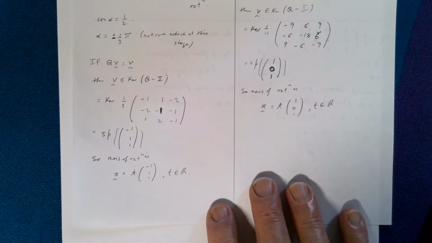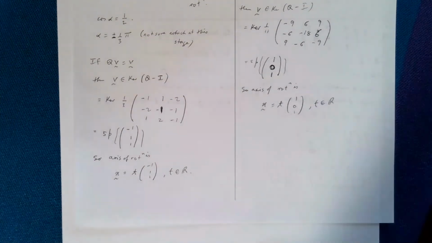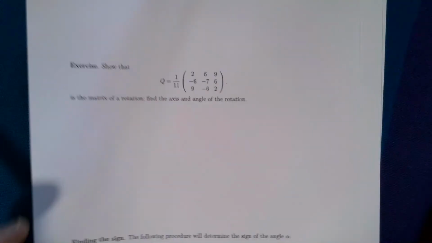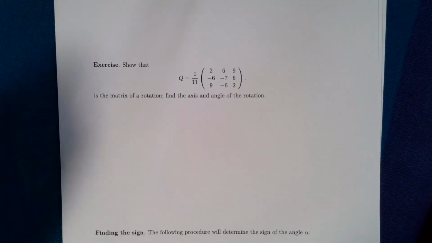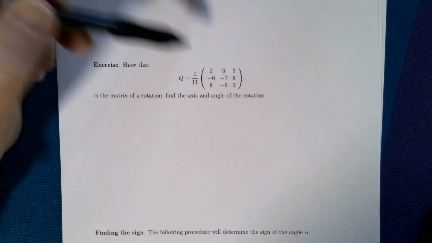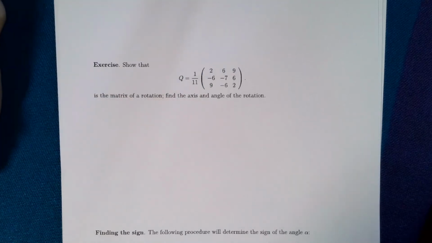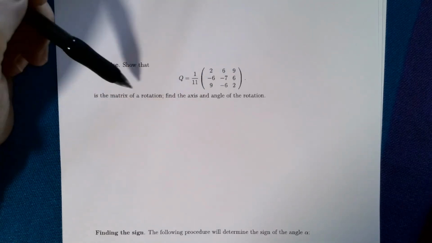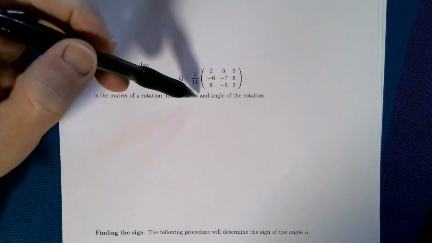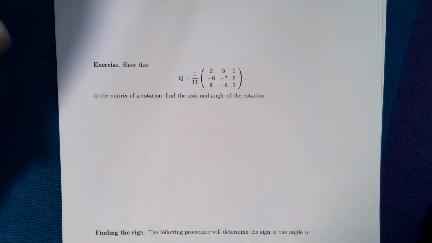Now, as a second example of this, I always like to do a couple of examples. So here is another example of this. So Q is 1 over 11 times this interesting looking matrix. And again, we want to show this is a rotation matrix. Find the axis and angle of rotation.